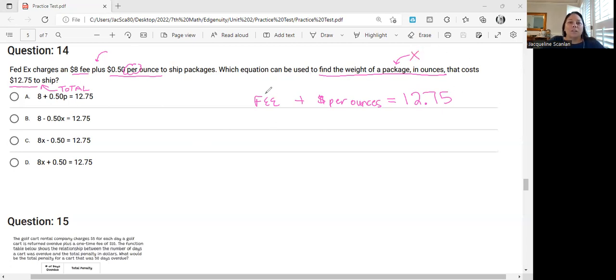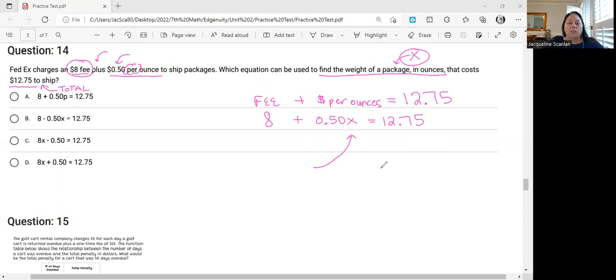So here's how this is going to look. What is my fee? Well, my fee is $8. So instead of the word fee, I'm going to put my $8 there. And how much am I paying per ounce? I'm paying 50 cents per ounce. So 0.5 or 0.50. Per means multiply. The number of ounces, which I don't know, so I'm going to multiply that. 0.50x. And that's going to give me a total of my $12.75 that I need to pay for the package. If I were to solve this equation, it would tell me how many ounces the package was.